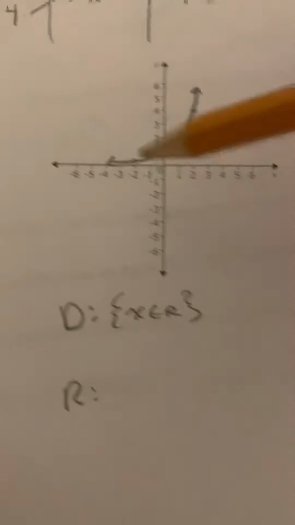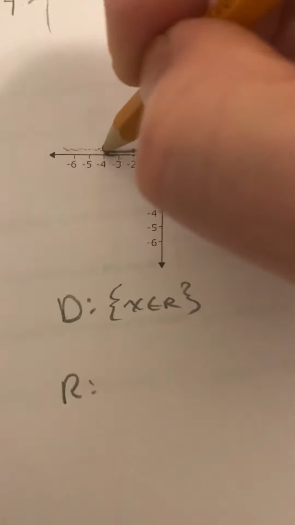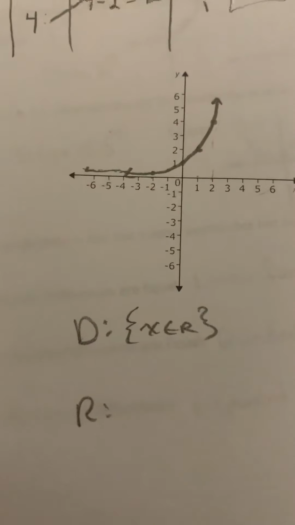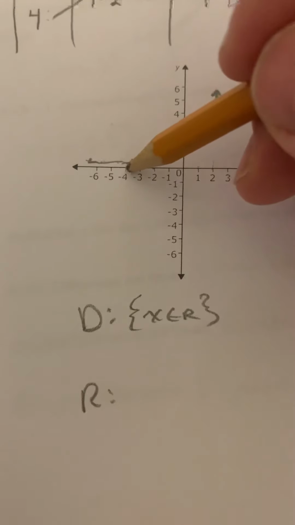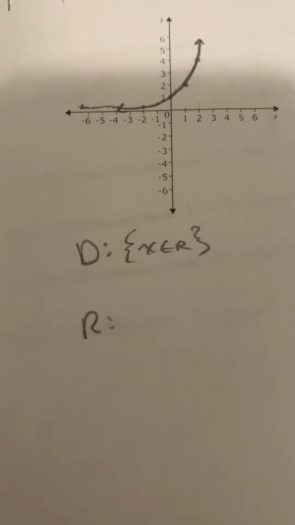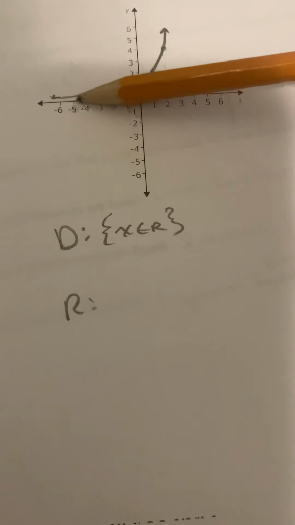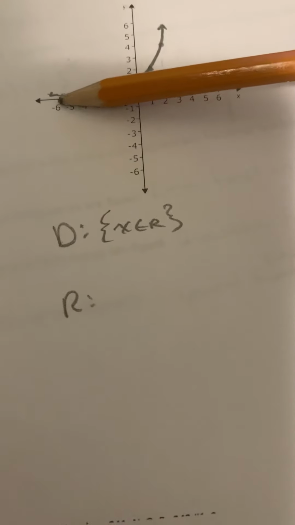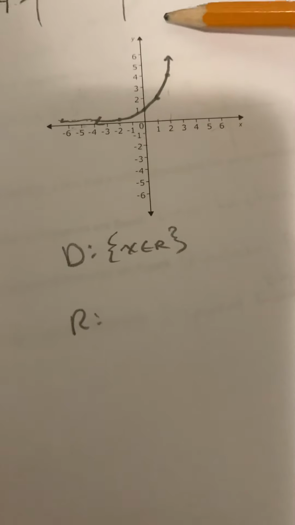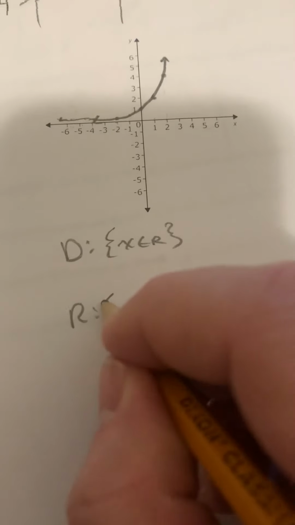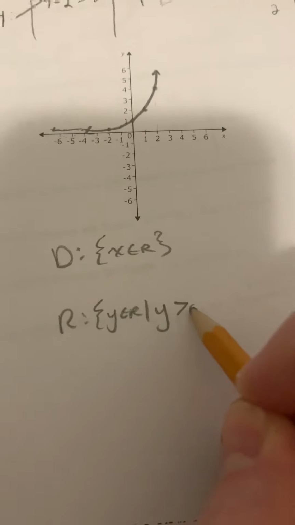Okay, now our range. You'll notice that our graph just keeps going along here. It keeps going closer and closer to the x-axis, which is 0, but it never actually touches it. So it's all the values greater than 0. It never touches 0, but it's everything above it. We have very, very small numbers here, and our y values increase rapidly after this point. So we have y ∈ ℝ, but y is greater than 0.